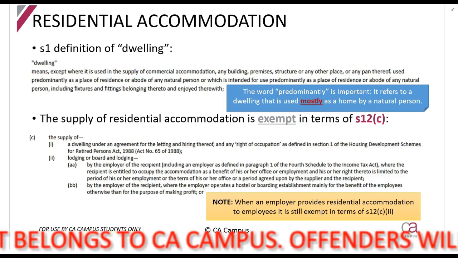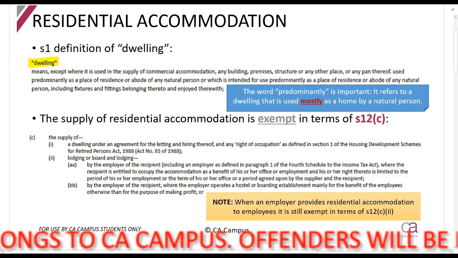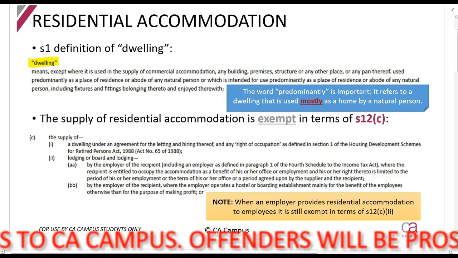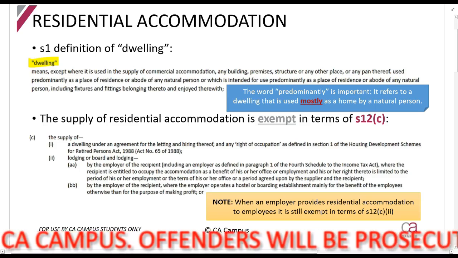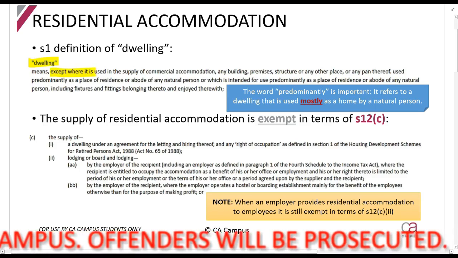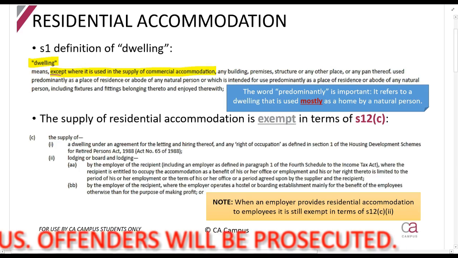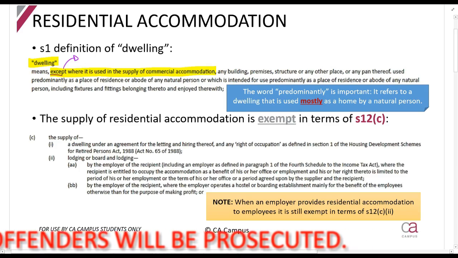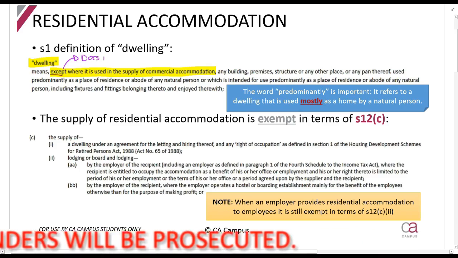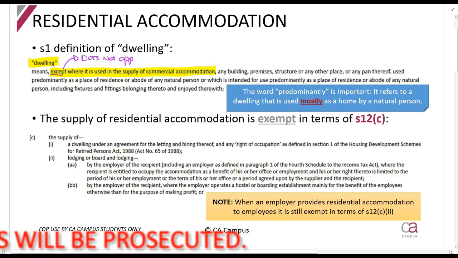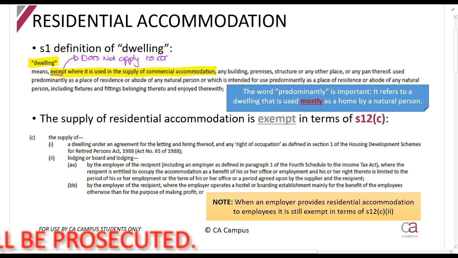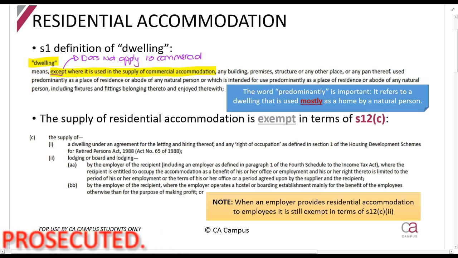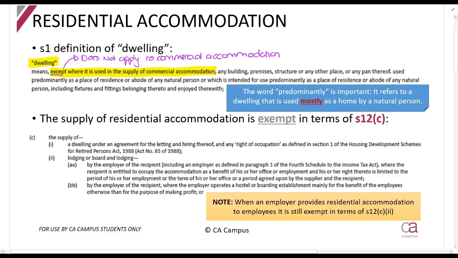So the first thing I want you to understand is what is a dwelling. A dwelling, Section 1 of the Act says, means, except where it is used in the supply of commercial accommodation. So, except, I'm going to just say here, does not apply to commercial accommodation. That is what that first bit in the yellow says, except where it's used in the supply for commercial accommodation. So we're trying to say not commercial accommodation.